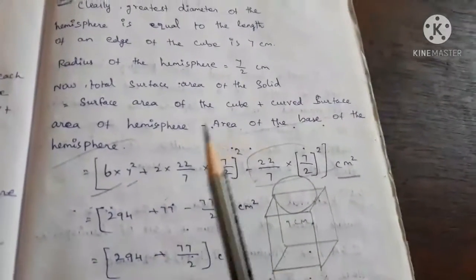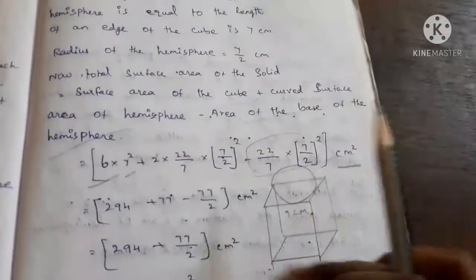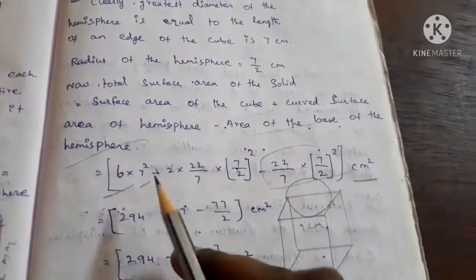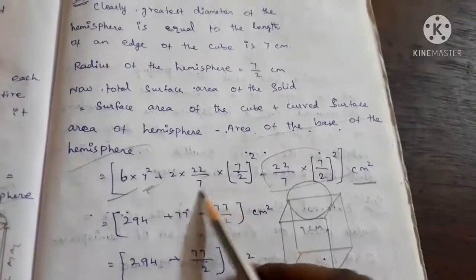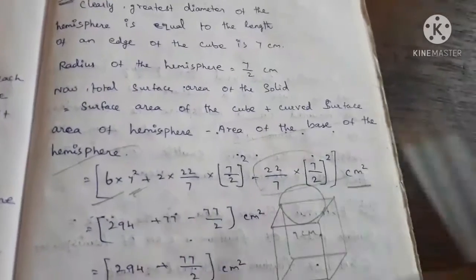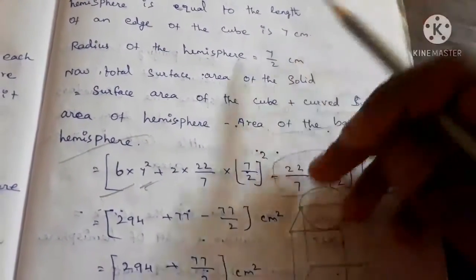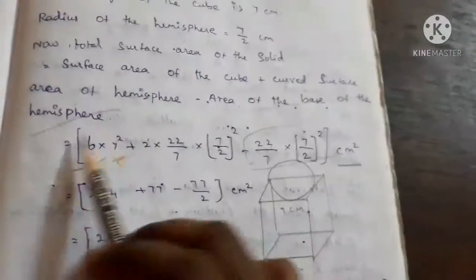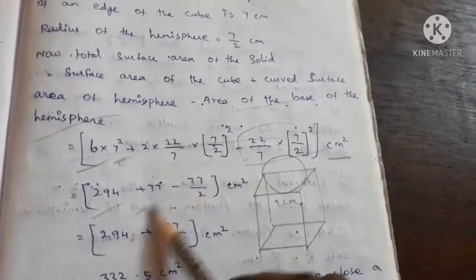Okay, 6 into 7 square. You know the total surface area of the cube is nothing but 6a square, that is 7 square into 2 into 22 by 7 into 7 by 2 whole square. Sorry, it is a hemisphere, 2 pi r square, the curved surface area of the hemisphere. So when you calculate all these things, 294 plus 77 minus 77 by 2 centimeter square.